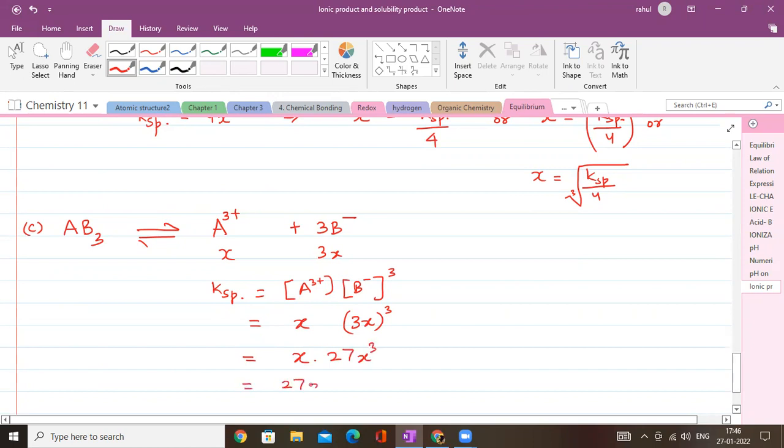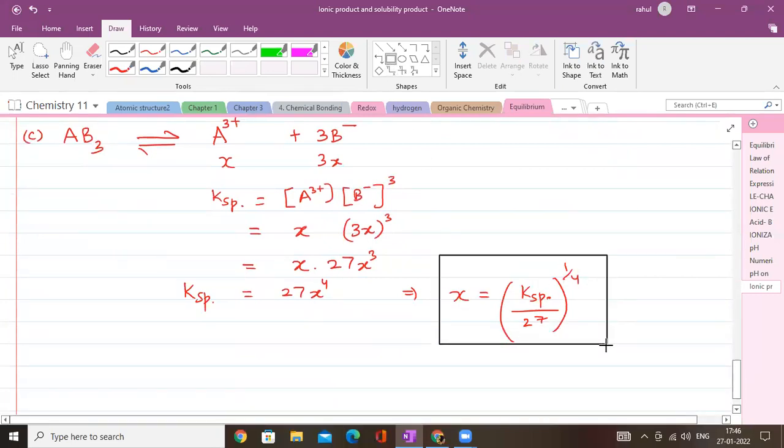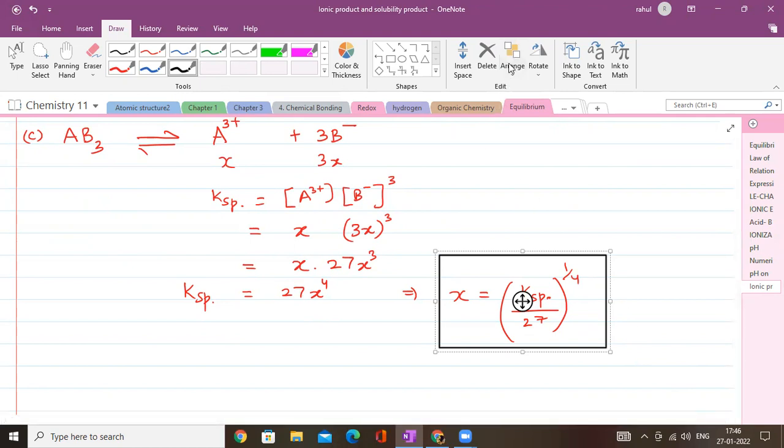So this becomes 27X fourth, right? And of course, if you again ask me to find out the value of X, my X comes out to be Ksp divided by 27 to the power 1 by 4. This is the answer, or how I will be calculating the value. This is what I'll be getting, right? And we will be solving the numericals on the basis of this.